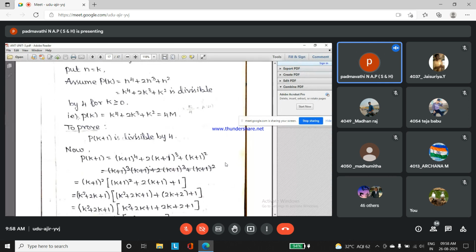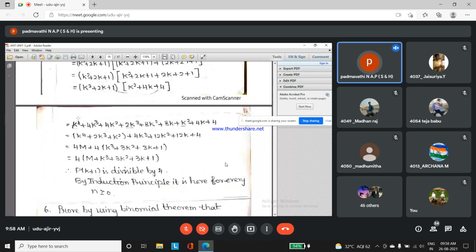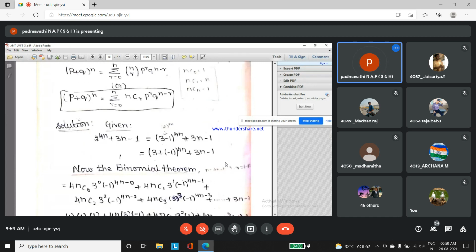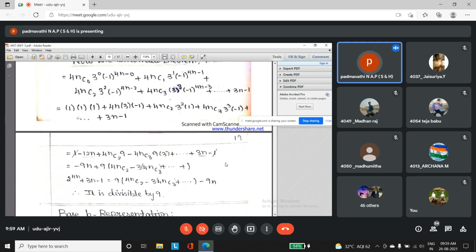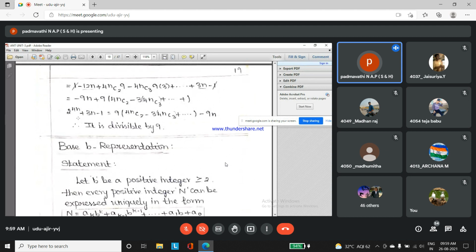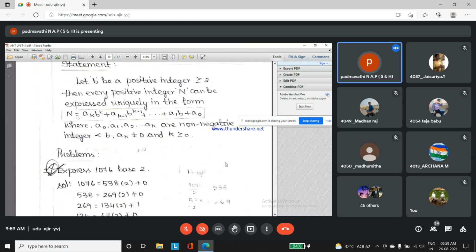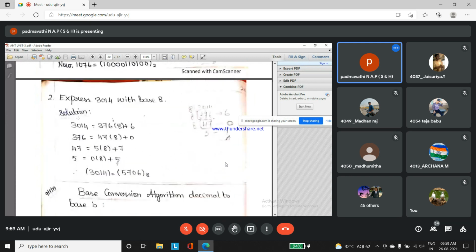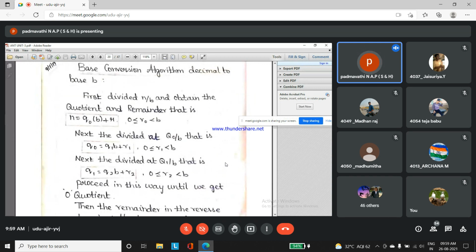Induction principle. Okay, then binomial theorem. The binomial theorem is (p plus q) to the power n equal to summation r equal to 0 to n of nCr p power r q power n minus r. That's the binomial theorem. Then the base b representation algorithm, the base conversion algorithm.